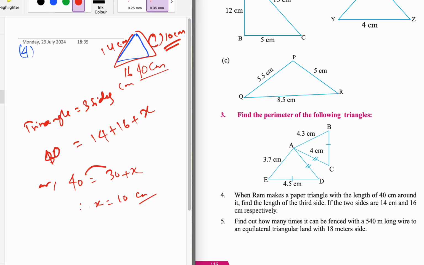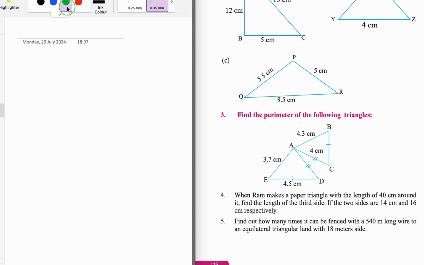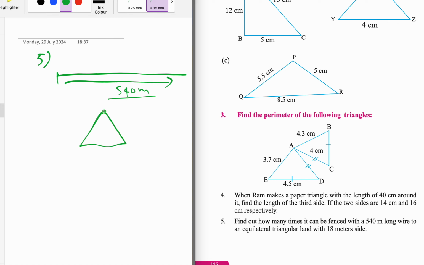Then 5 number, new page. 5 number question: find out how many times a long wire can fence an equilateral triangle. This wire length is 540 meters, and the triangle is equilateral with 18 meter sides. Every side is equal. If one side is 18, another side is also 18, and another side is also 18.